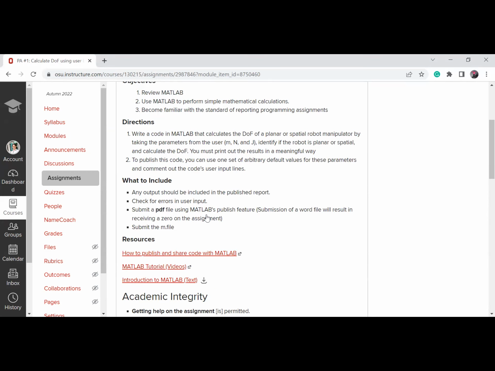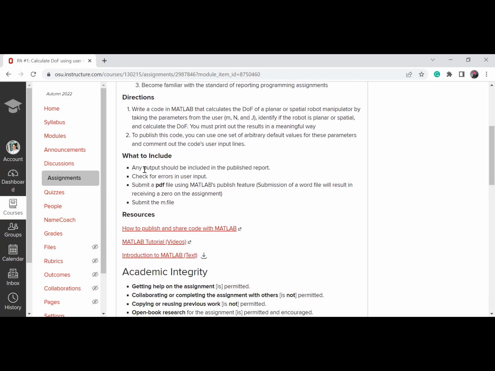And then once your program is done, for a proof of concept to show me that your program works, you choose a robot and then you put input information into your program, and it should give you the correct degree of freedom using the Gruebler formula. So things that I'm looking for, things to include: you will give me usually the M file, the published file in PDF, and the output.